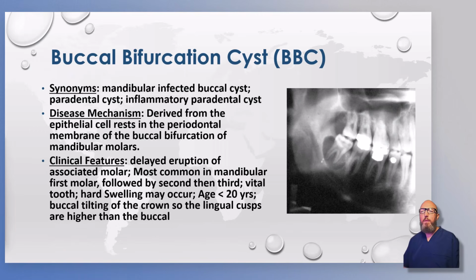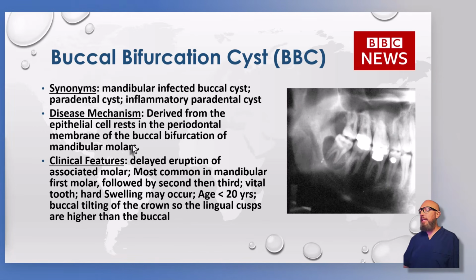All right, buccal bifurcation cyst, or if you're fans of BBC, that's the acronym for this. Sometimes called mandibular infected cyst. A lot of times it has infected or inflammatory in the name because a lot of times these are infected. Not because the tooth is non-vital. This is not a periapical inflammatory lesion. In fact, the teeth are vital in cases of BBCs, but it's because they typically communicate with the oral environment, and anything that communicates with the oral environment then is exposed to bacteria.